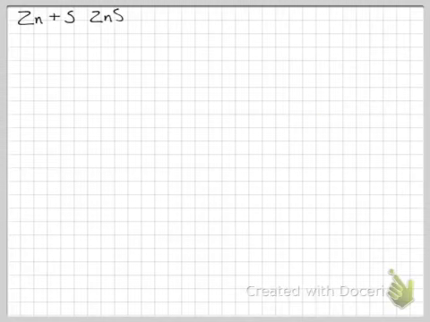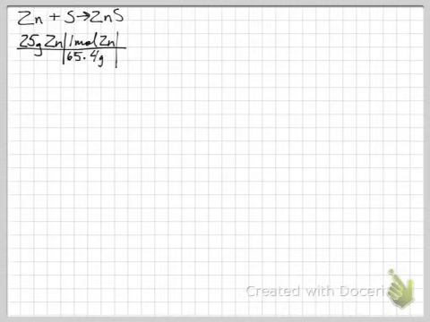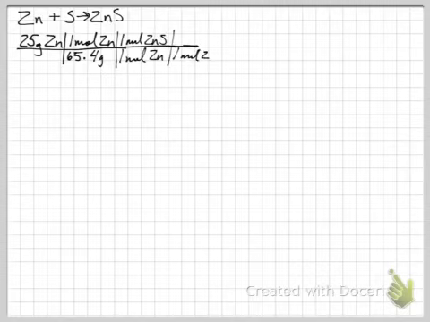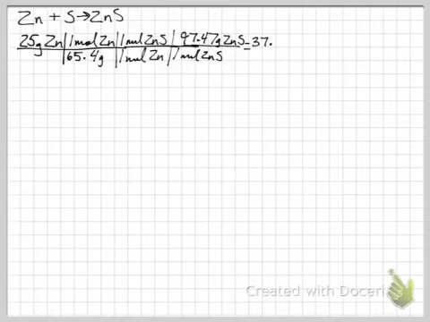You're given zinc plus sulfur is going to yield zinc sulfide. The question asks, if 25 grams of zinc and 30 grams of sulfur are mixed, which chemical is the limiting reactant? To find the limiting reactant, we have to do our 2 calculations. So, first we're going to take the 25 grams, and we're going to follow it through like we normally would. Change it into moles. Next step is our mole ratio, which is a 1-to-1. And then convert it back to grams.